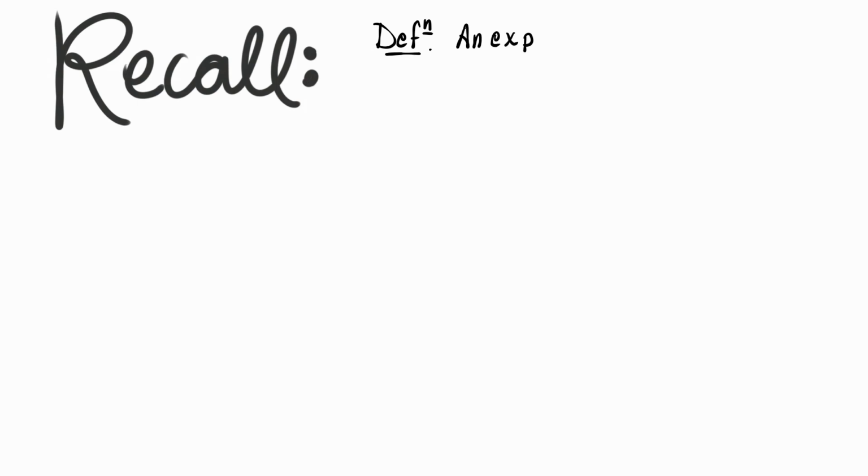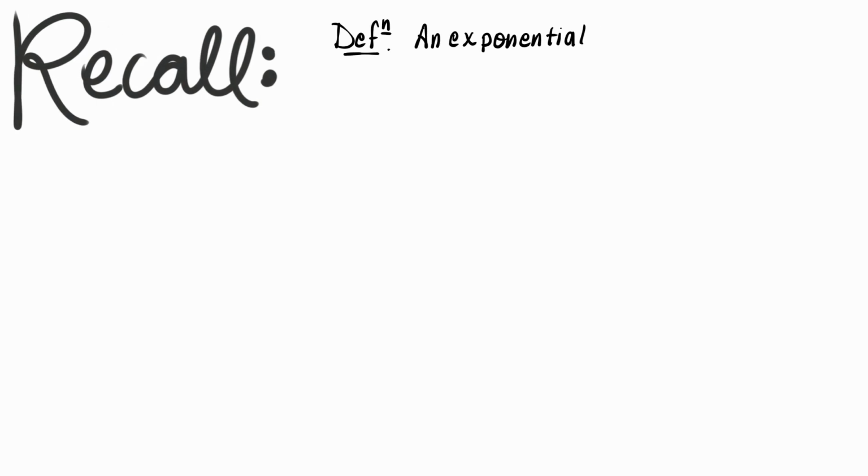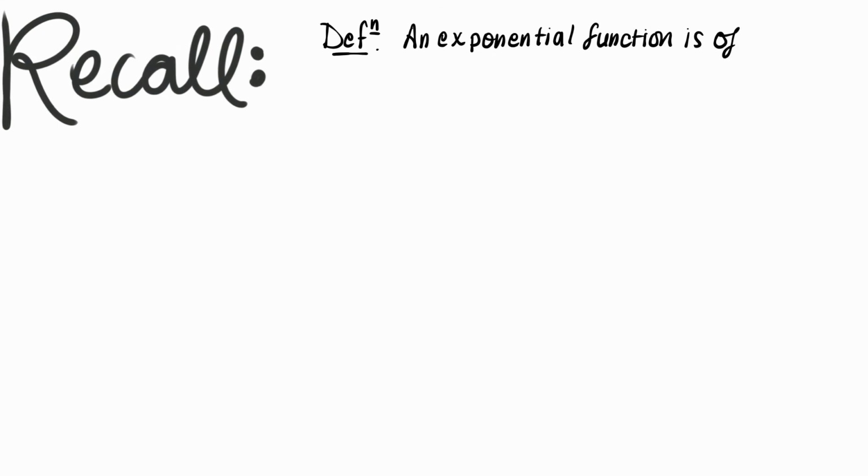An exponential function is of the form f of x equals c times a to the x. That doesn't look like an a, does it? Let's rewrite that. C times a to the x. Okay.